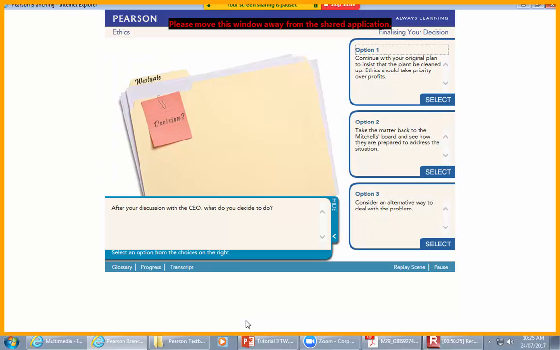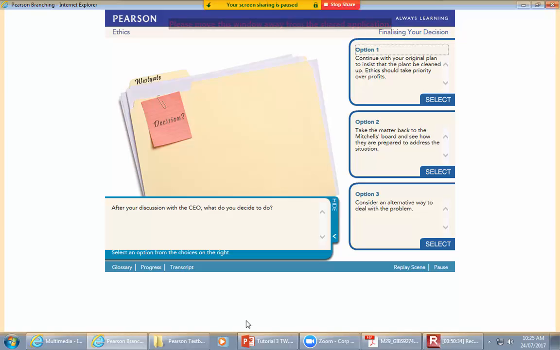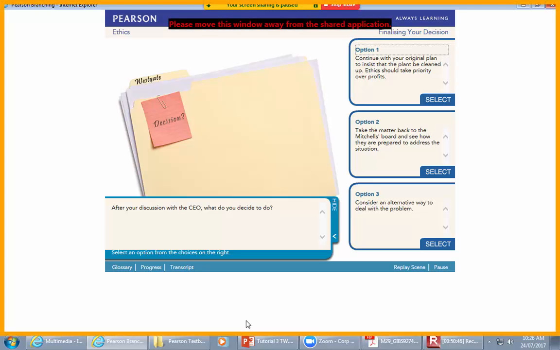After your discussion with the CEO, what do you decide to do? Select an option from the choices on the right. So, this is the pressure. You chose to be ethically responsible. But the CEO sees a problem because of the cost involved. So, there's a nudge. What are you going to do now?